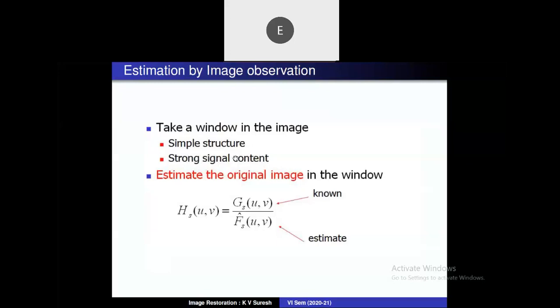The best thing is to go to a corner point or an edge point and take a small window there. Now what you need to do is estimate the original image in the window. The blurred image's Fourier spectrum is already available to me. I will estimate what could be the original value at that particular region.